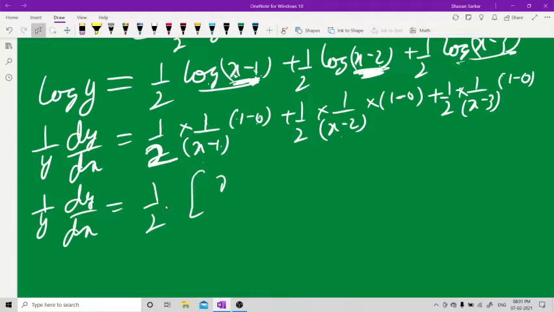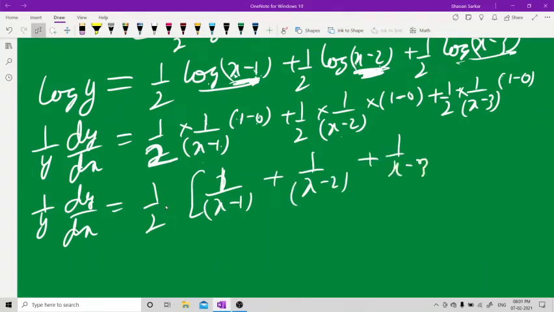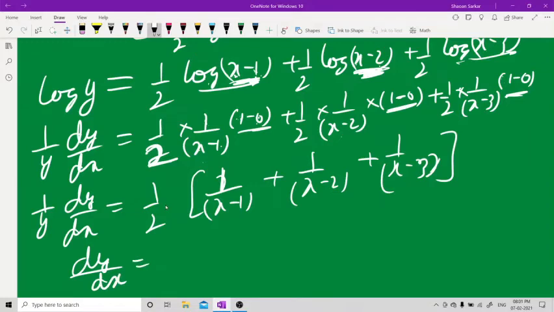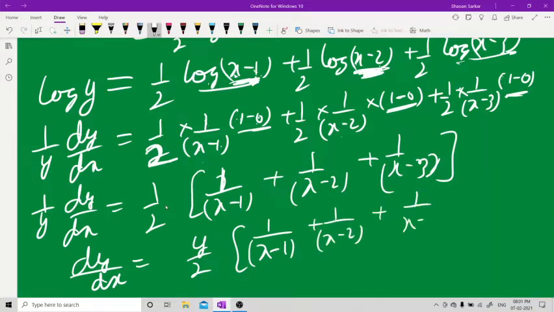Then you are left with 1 upon x minus 1 plus 1 upon x minus 2 plus 1 upon x minus 3, because they are all 1 here. 1 will come here, 1 will come here. Now dy by dx is y by 2 times the bracket, 1 upon x minus 1 plus 1 upon x minus 2 plus 1 upon x minus 3.